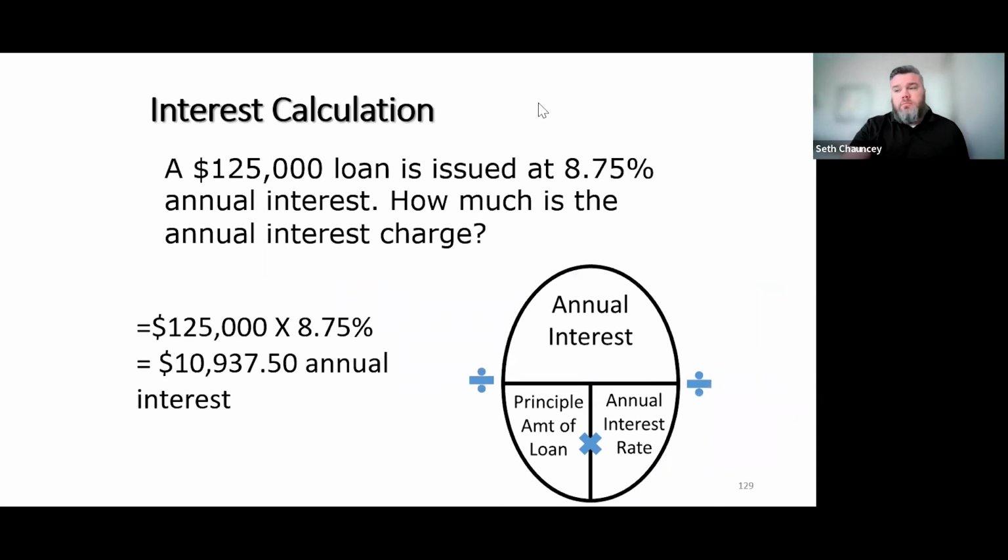So if we're talking basic simple interest, a $125,000 loan is issued at 8.75% annual interest. How much is the annual interest charge? That's all you're doing. If we have a question that's annual interest, that's the answer. Nothing crazy. Loan amount times your interest rate equals your annual interest. And you could see a question like that. Sometimes that's just a piece of a question, but sometimes that's the whole question.